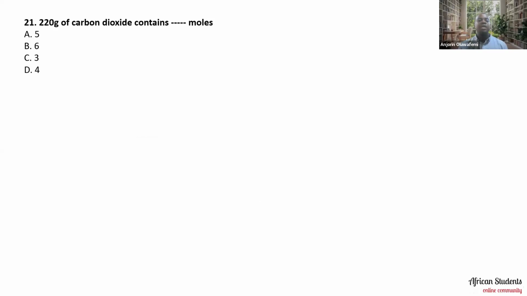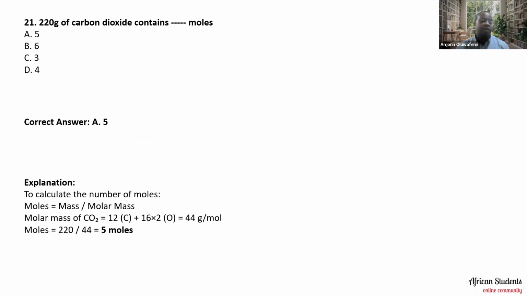Moving along, 220 grams of carbon dioxide contains dash moles. Is it 5, 6, 3, or 4? The answer to this one is simply 5. How did we arrive at this? Very simple. To calculate the number of moles, moles equals mass divided by molar mass. Now, the molar mass of CO2 is 12 from carbon, 16 times 2 from oxygen, which gives us 44 grams per mole. Therefore, the moles will be the mass, which is 220 grams, divided by the molar mass, which is 44. And that gives us 5 moles, okay?